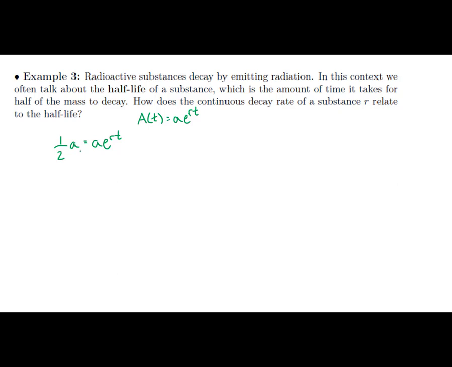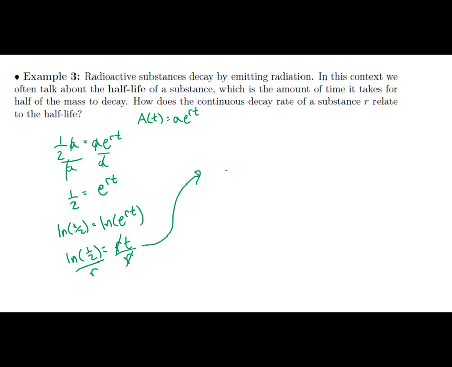And I have an a on both sides, right? So if I divide by a and divide by a, I get those to cancel out. So I get 1/2 is equal to e to the rt. And I can take the natural log of 1/2 is equal to the natural log of e to the rt. On the right side, of course, the natural log and the e kind of zap each other, so I get r times t, and just like I did in the last problem, I can solve for t.